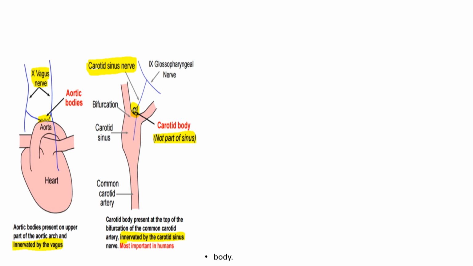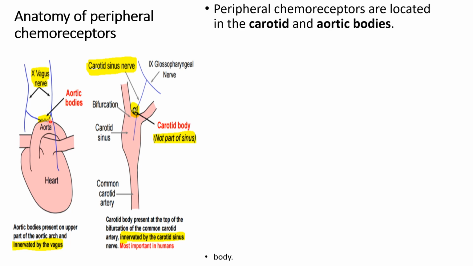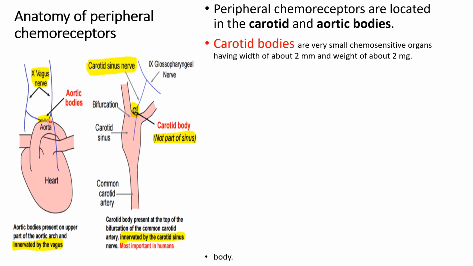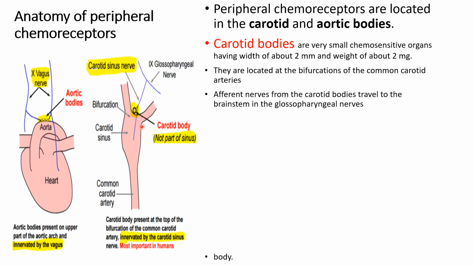Now we are going to discuss the anatomy of the peripheral chemoreceptors, where they are situated. They are mainly situated in the aortic bodies and carotid bodies. The carotid bodies are at the bifurcation of the common carotid artery, and the aortic bodies are over the arch of the aorta. The carotid bodies are very small chemosensitive organs, about 2 millimeters wide and weighing 2 milligrams. They are located at the bifurcation of the common carotid artery.